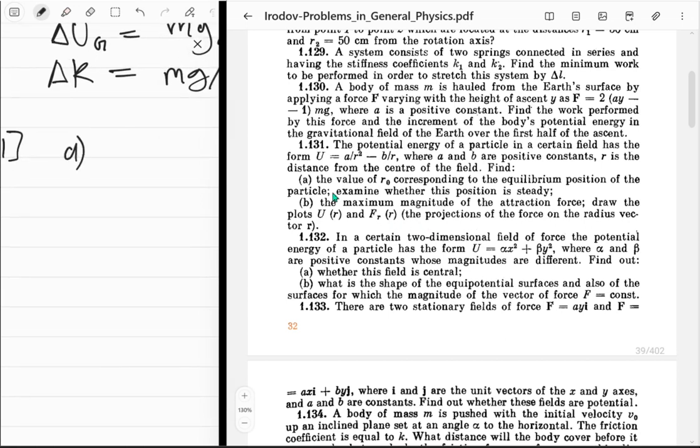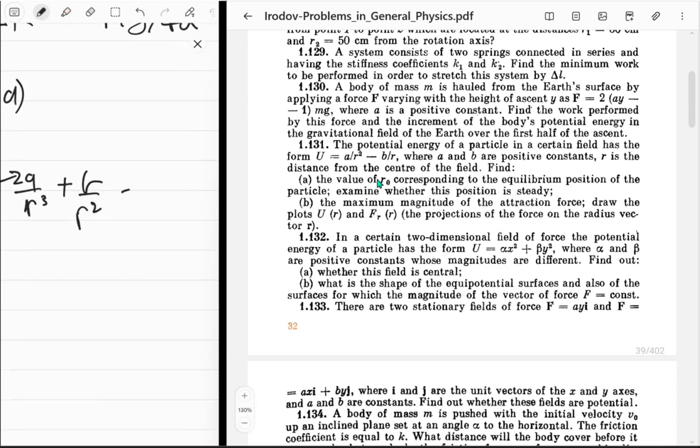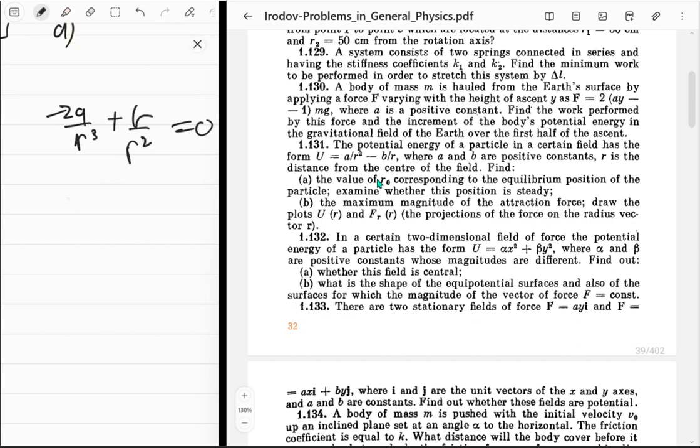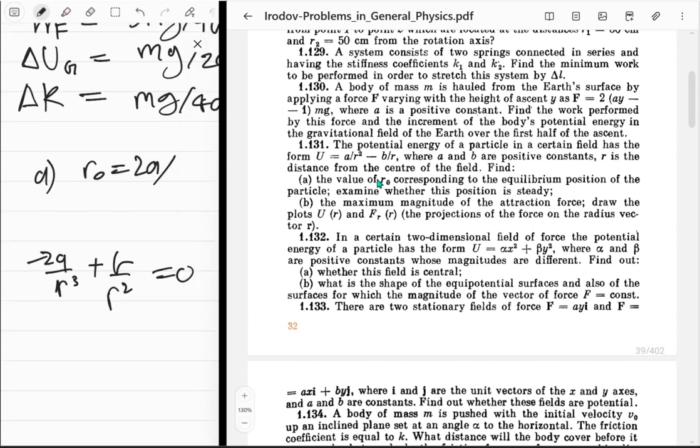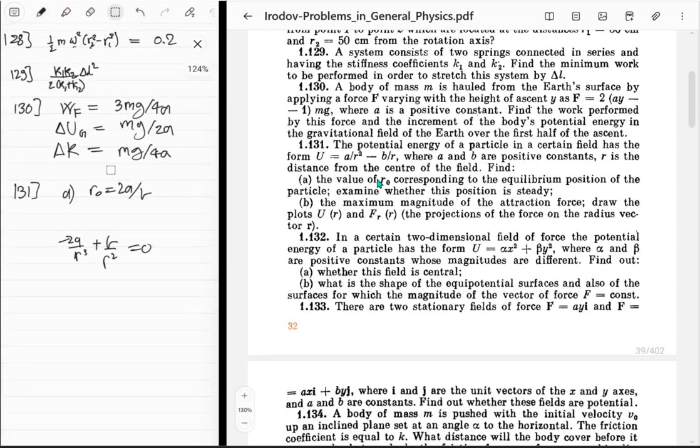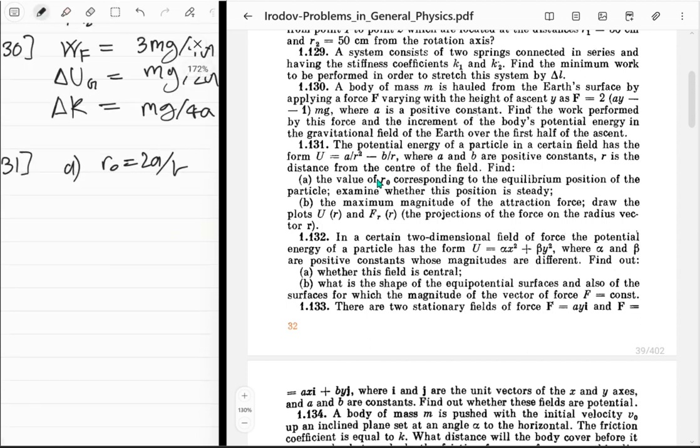So no problem, just do this. First, you want the value of r naught corresponding to the equilibrium position. That happens whenever this derivative is 0, so negative 2A upon r cubed plus B upon r squared is equal to 0. So negative 2A upon r plus B is equal to 0, so B r is equal to 2A. So r naught is equal to 2A upon B.